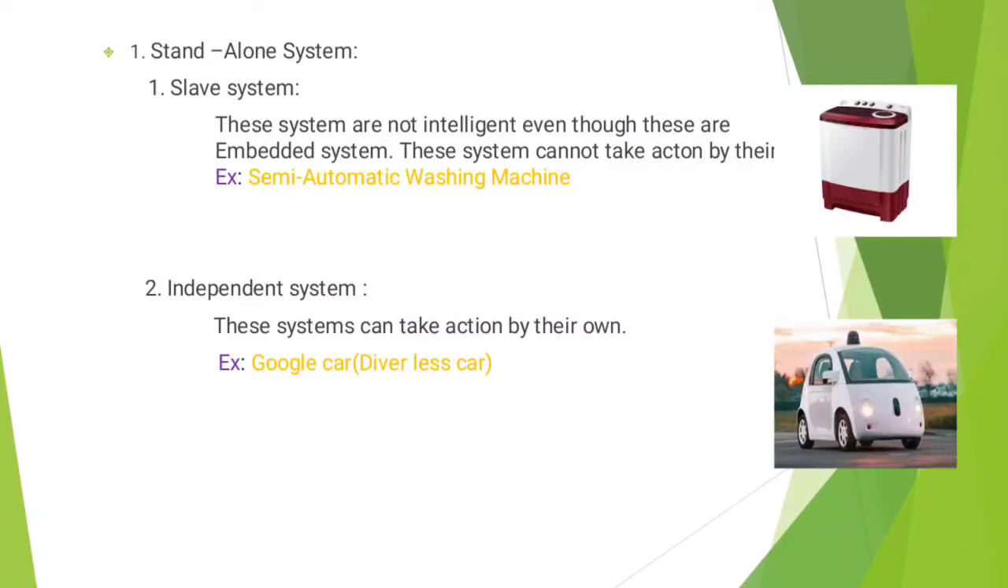The stand-alone system is further classified into slave system and independent system. What is a slave system? These systems are not intelligent, even though they are embedded systems; they cannot take action on their own. For example, a semi-automatic washing machine. An independent system can take action on its own. Example, a Google car.